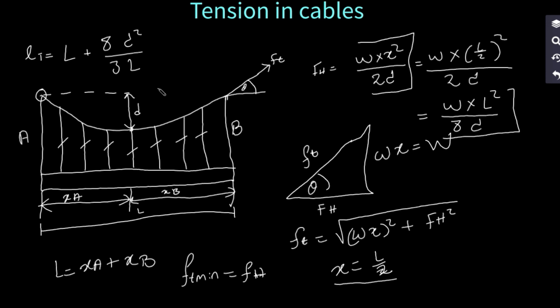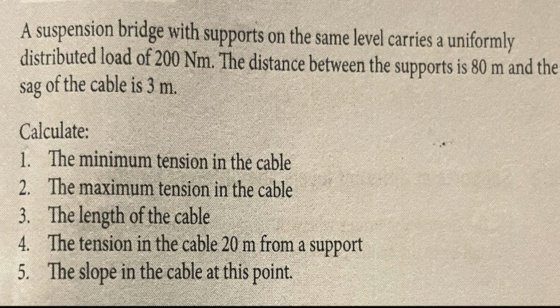And you all know we have to understand how questions are asked. How do we apply all these formulas that we see on our screen? Therefore, we are going to do an example from my textbook, which reads as follows. A suspension bridge with supports on the same level carries a uniformly distributed load of 200 Newton per meter. The distance between the supports is 80 meters and the sag of the cable is 3 meters. Calculate, those are the questions.